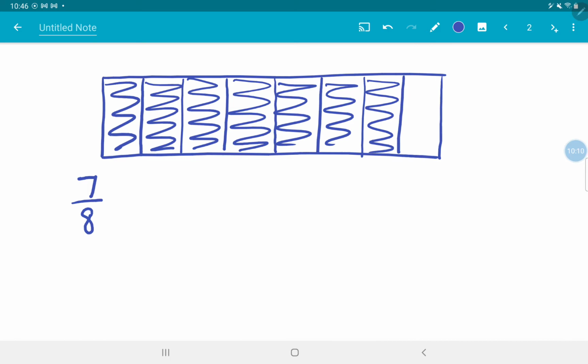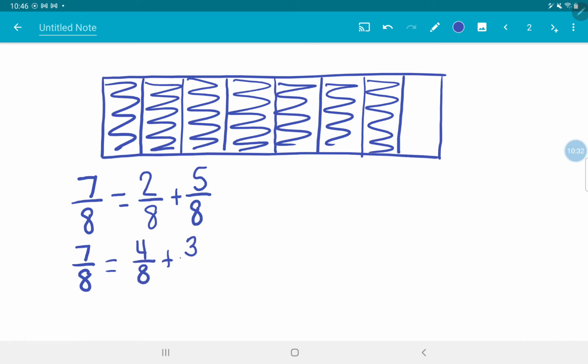Tell me one that you have. 2/8 plus 5/8 equals 7/8. I agree with that. Ansley, tell me something you have. 4/8 plus 3/8. 7/8 equals 4/8 plus 3/8. Very good. What have you got, Dylan? I got one that was 2/8 plus 2/8 plus 2/8 plus 1/8.